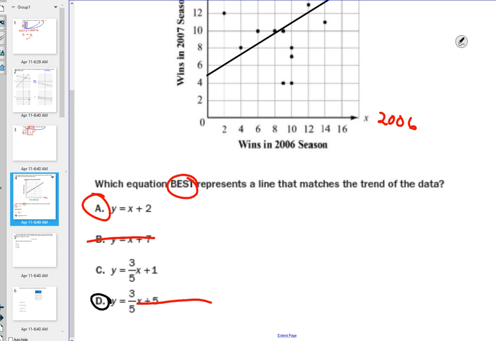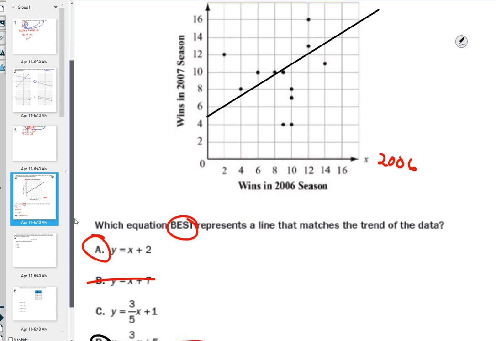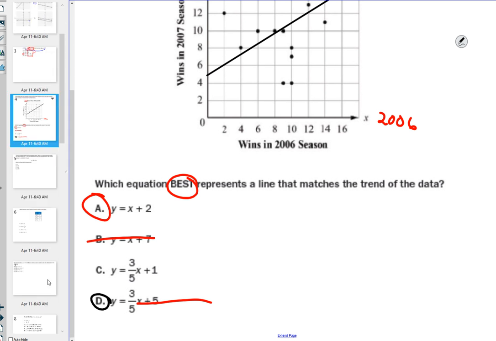Any questions there? Because see, the thing is, a big part of it is getting the same amount of points above and below, but it's also trying to go through as many points as possible. So without a graphing calculator, it's hard to know for sure which one is the best. Any other questions there?